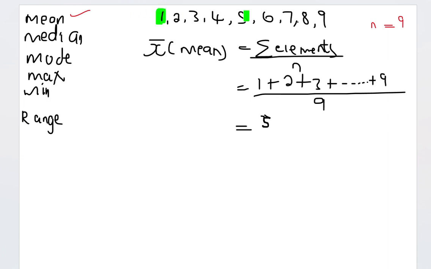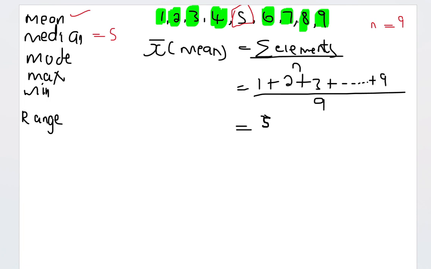I say 1, this side I say 1. I come here, I say 2, then I come here and I say 2. I come here, I say 3, 3, 4, 4. Now what is left in the middle? It's 5. So in this case, 5 is our middle number. It's the median. So the median is equal to 5.